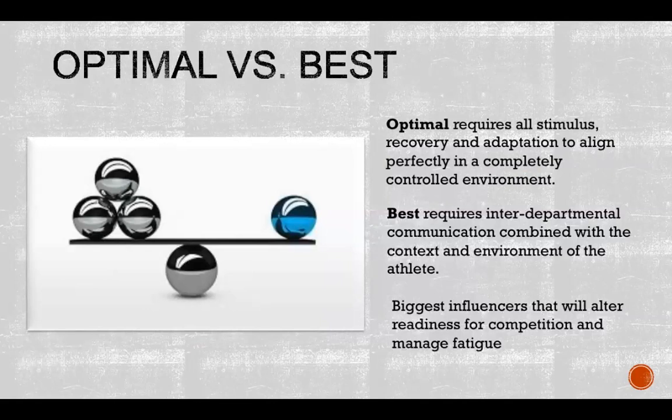So optimal versus best. One way I look at this is optimal, I call it the lab coat. Optimal is something that you see in a lab. It requires that all stimulus, recovery, and adaptations to that stimulus are lined up perfectly in a completely controlled environment. Realistically, that doesn't really happen in real life. What we're dealing with is best.